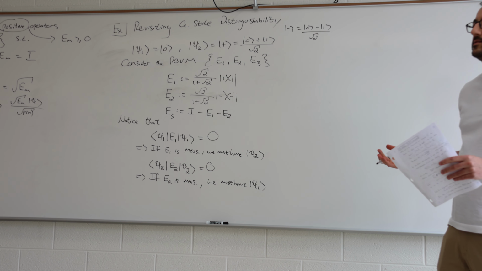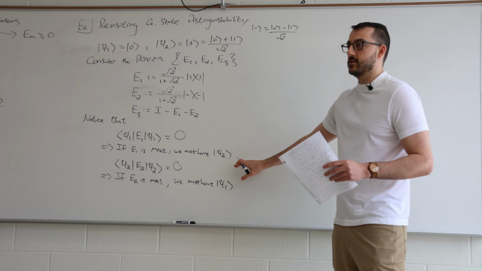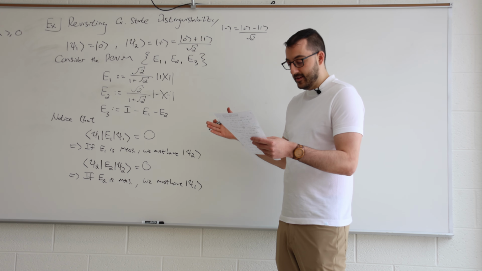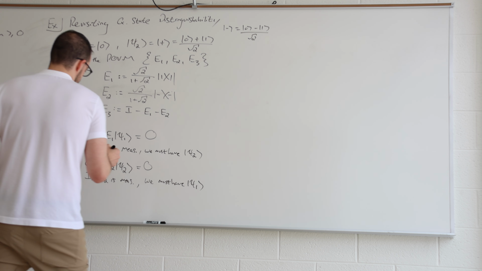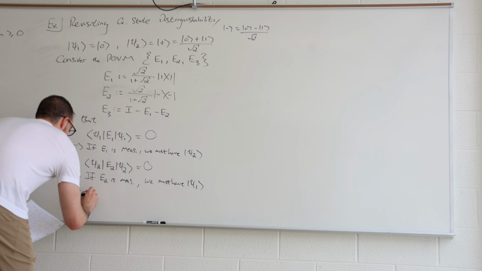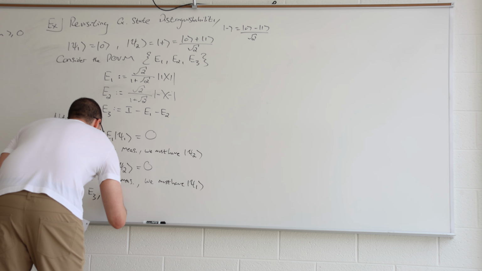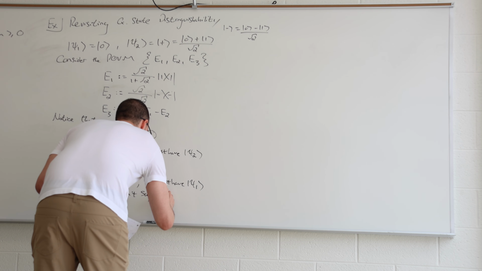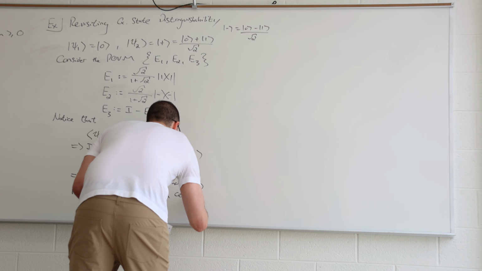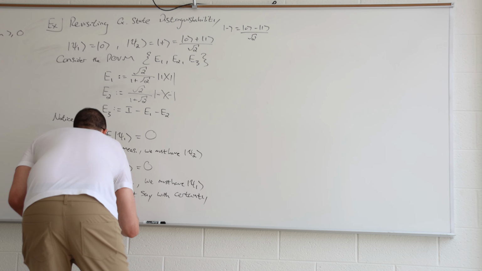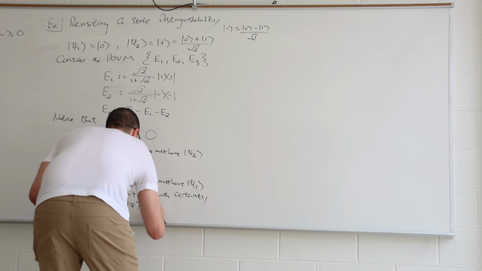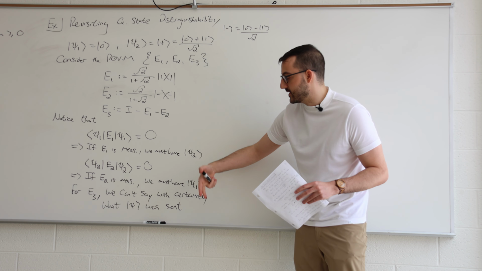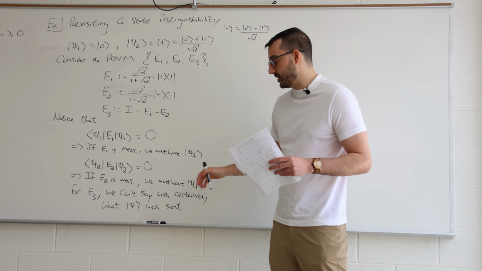So that's nice. There's some times that we can be sure of what happened, but we also have the third POVM element. We have E sub 3. And in this case, for E sub 3, there's a non-zero probability for either state, so we can't say anything. We can't say with certainty what psi was sent. Remember, we set up the protocol so that Alice was sending a state to Bob. Bob was trying to determine what it was.